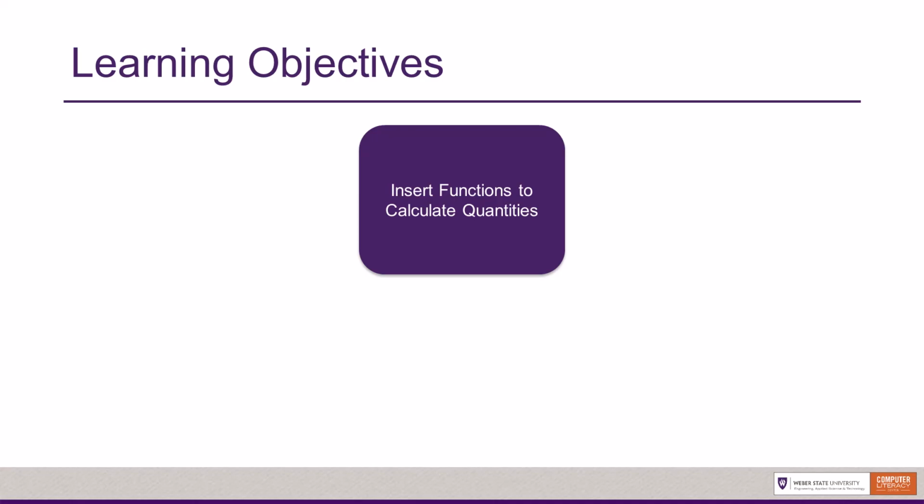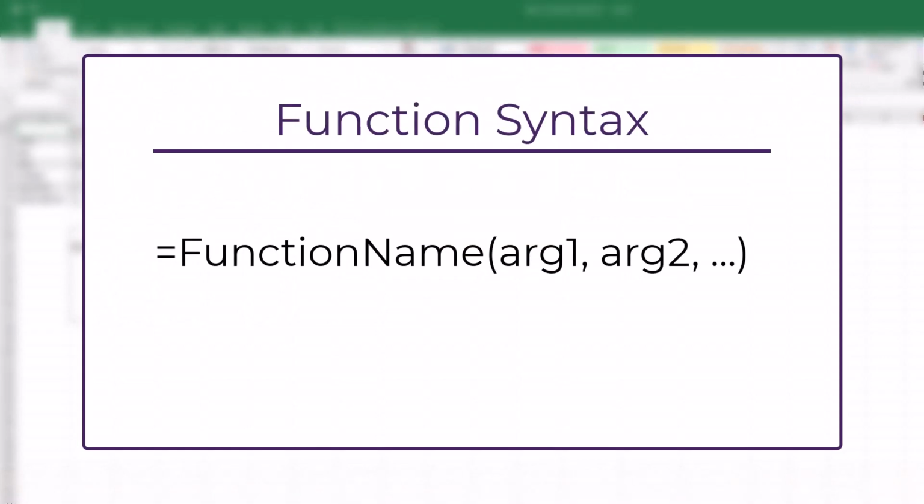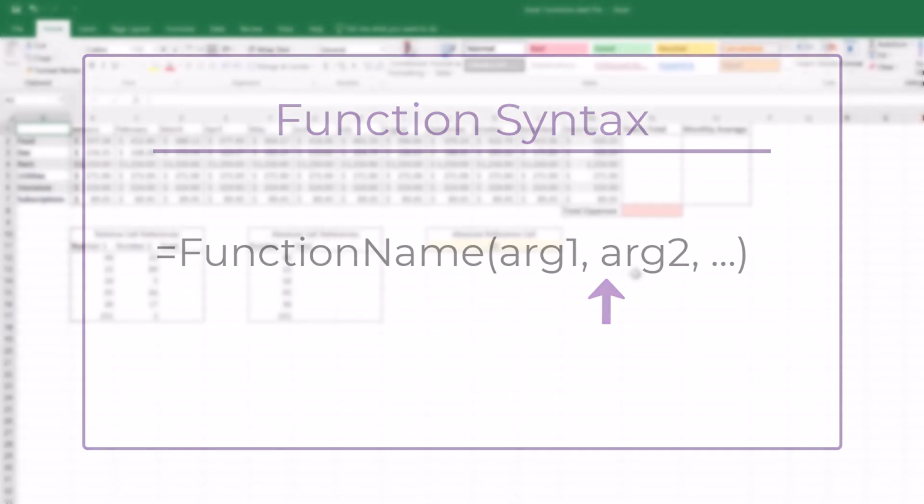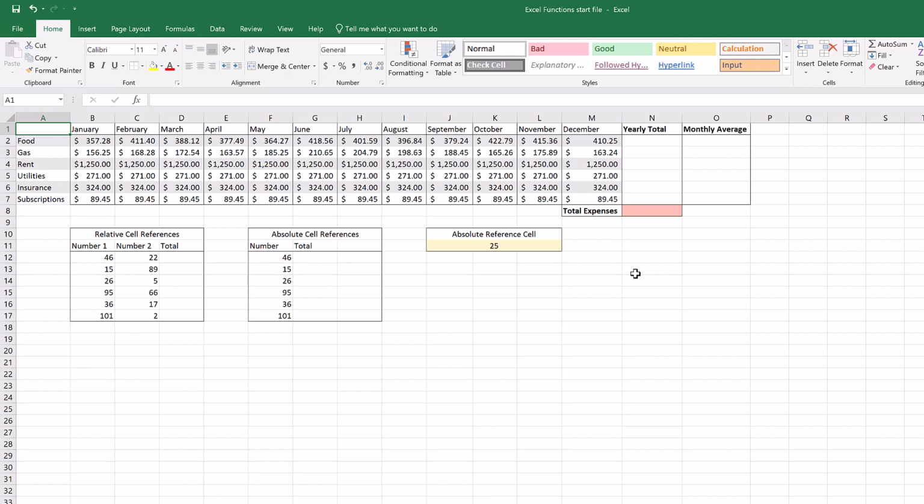If you would like to follow along with this instruction, please make a copy of the start file and save it as your own. In Microsoft Excel, functions follow a common syntax that starts with an equal sign, the function name, and any arguments in the parentheses. For example, in our spreadsheet, let's select cell N2 and type in an equal sign followed by the word sum.